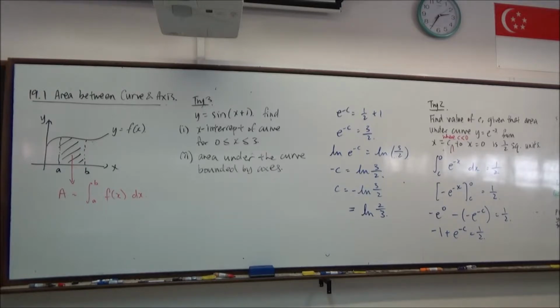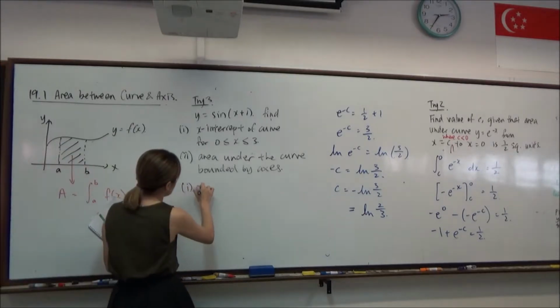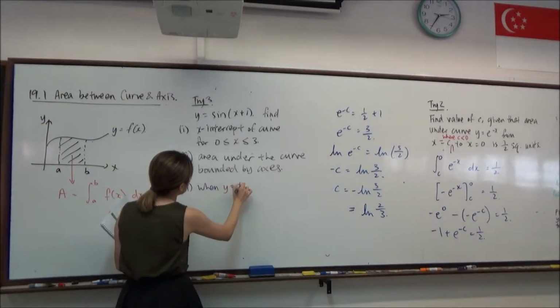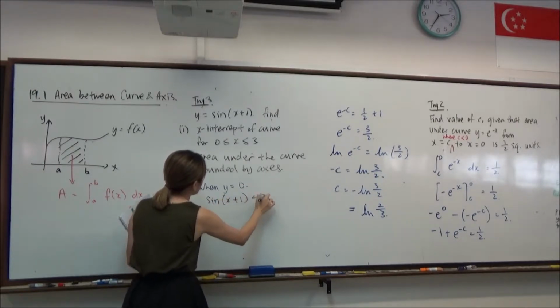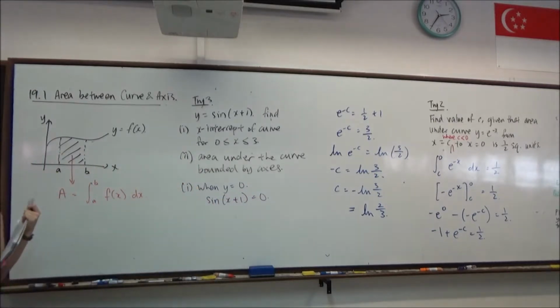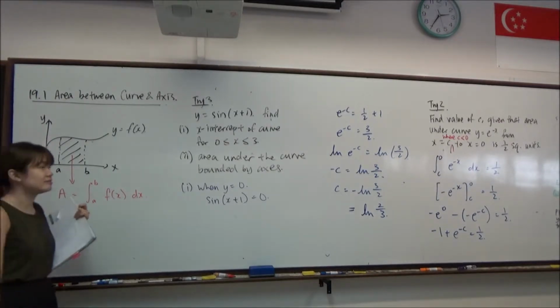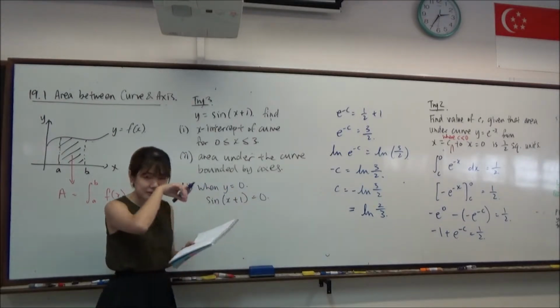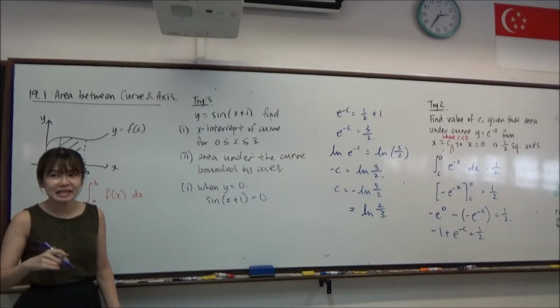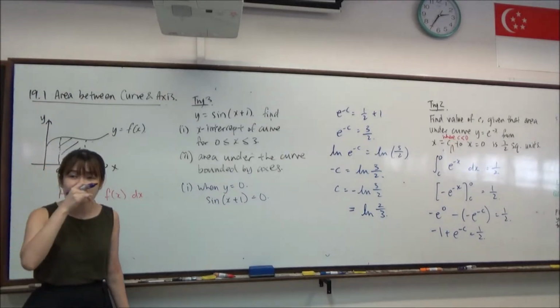Integrate to find x-intercept? Just set y equals 0, right? So sin x plus 1 equals 0. How to solve this? Sine inverse, then find the basic angle.